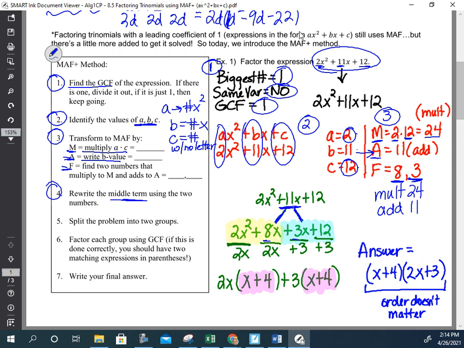2, could I have switched those 2 around? Could the 3 have gone first? Yeah. You can put those in whatever order you want. The reason why I put 8 next to the 2 is because I know 2 divides into 8. The reason why I put 3 next to the 12 is because I know 3 divides into 12.